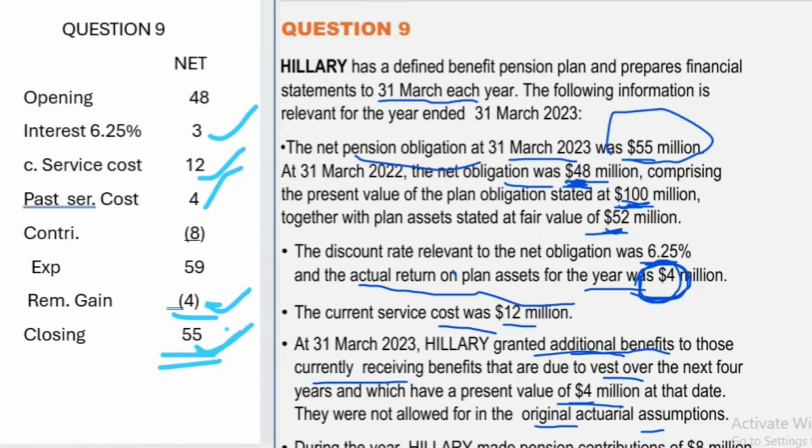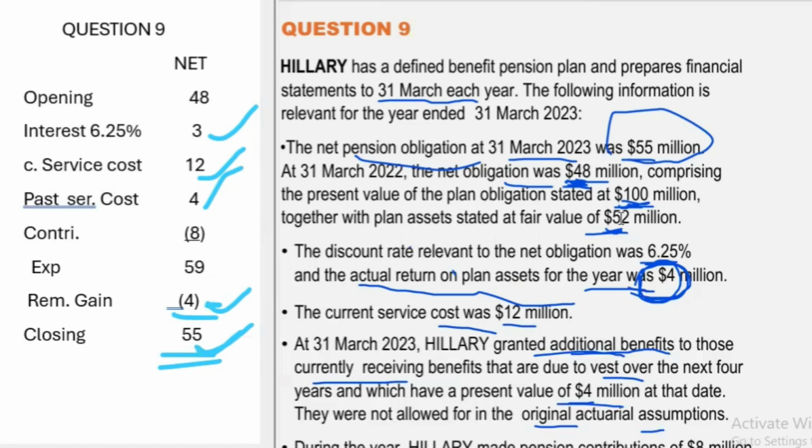Even there's a breakdown for this 4. If you want to get a breakdown of the 4, the remeasurement here, with return on the asset, pick your opening asset. What's the opening asset? Can you see the opening asset is what? 52, right? Your opening asset is 52. If you apply the rate, the 6.25% on the 52, you get 3.25.